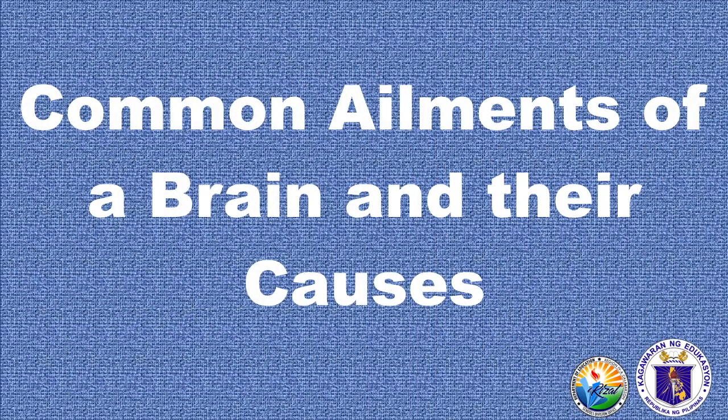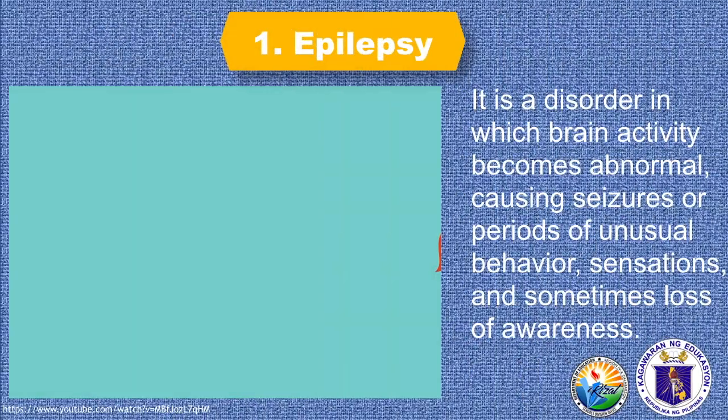So the very reason we have a game is because I want to check how sharp your memory is and how healthy your brains are. And as promised, I will be teaching you the common ailments of a brain and what causes them. Let's get started. So the first common problem of the brain is epilepsy. It is a disorder in which brain activity becomes abnormal, causing seizure or periods of unusual behavior, sensations, and sometimes loss of awareness.